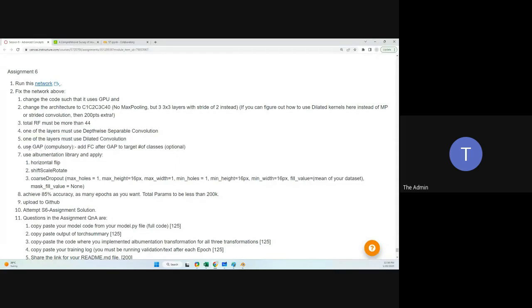You are supposed to use a GAP. And after GAP, you're going to add a fully connected layer to target the number of classes. This is optional, so you can also use a 1x1, or you can actually start with a GAP at a total number of channels where it is equal to the number of classes.